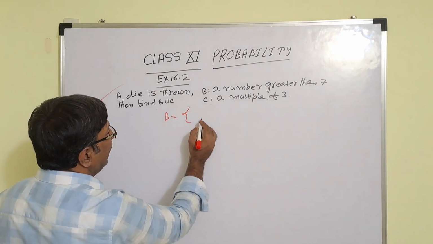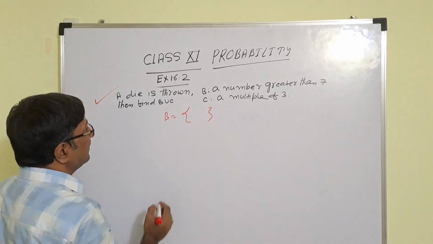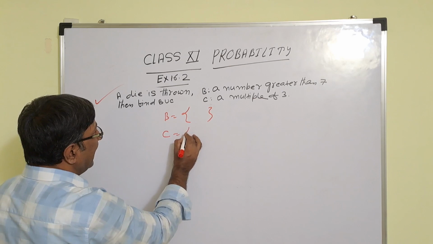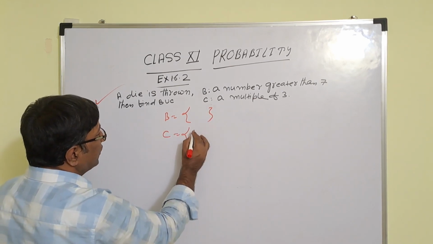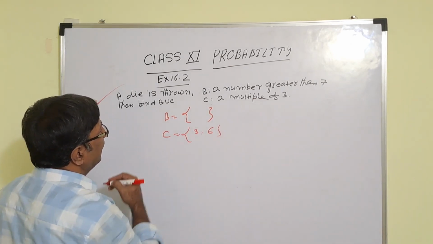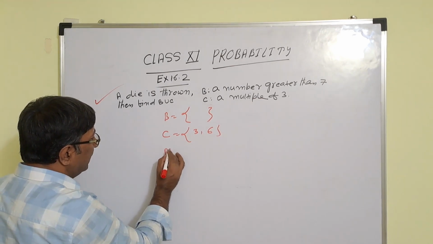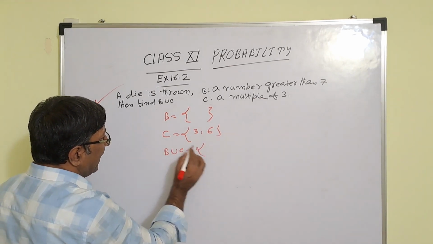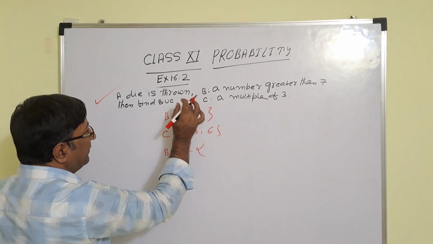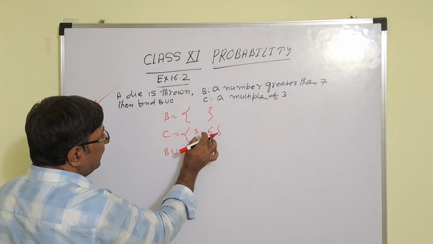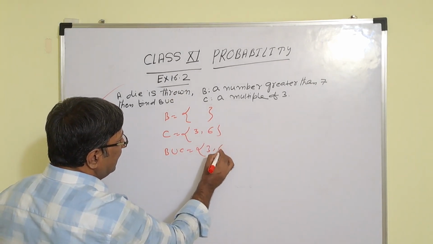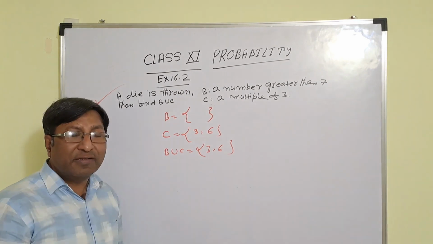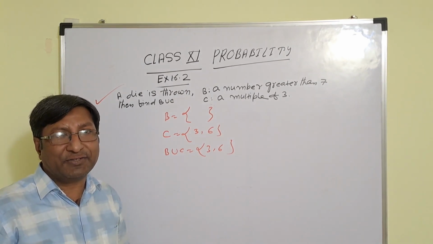So number greater than 7, so this is an empty set. And C is the event having a number multiple of 3. So only 3 and 6 are in C. Now we have to find B union C. So B union C, we write all members of B. So B has an empty set. Now the members of C which are not in B. So this is 3 and 6. So B union C is what? 3 and 6. This is the correct answer.